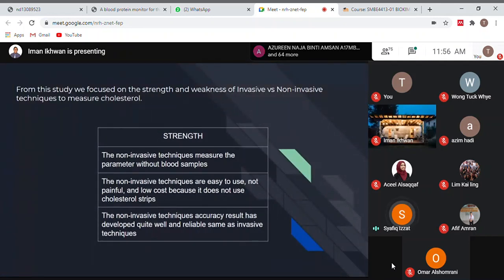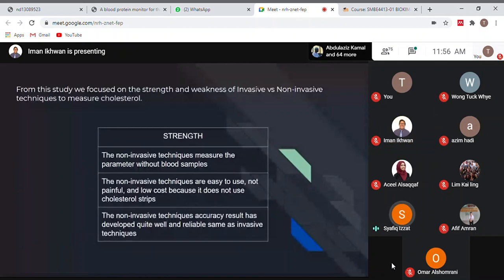And third, non-invasive technique accuracy results have developed quite well and are reliable, the same as the invasive technique. The non-invasive technique uses infrared light, and the invasive technique needs a procedure such as taking a blood sample. So from this, the user and the patient can get good feedback and a good recommendation, either they want to use the non-invasive technique or the invasive technique.